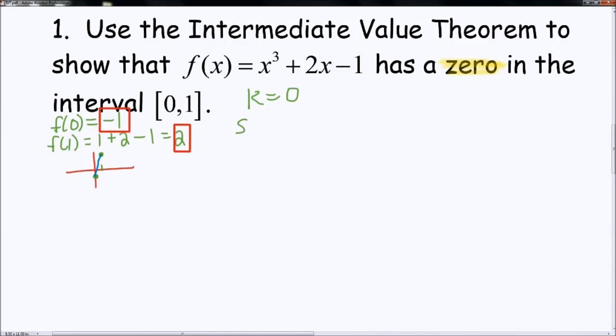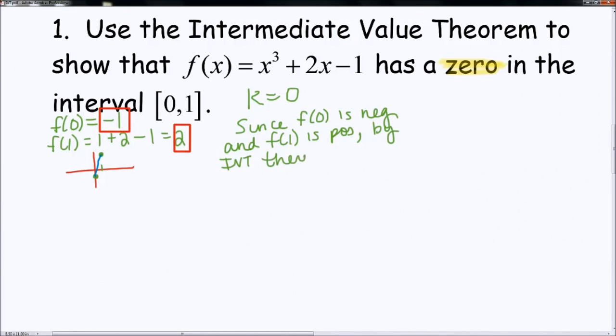And so since f of 0 is negative and f of 1 is positive, by the intermediate value theorem, there has to be a k such that k is equal to 0. Okay, so that's the first one.